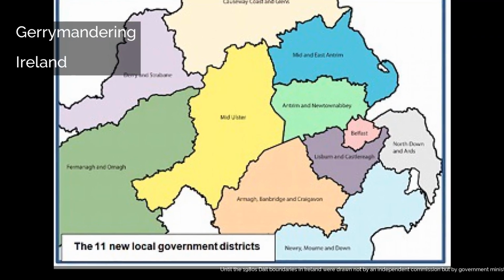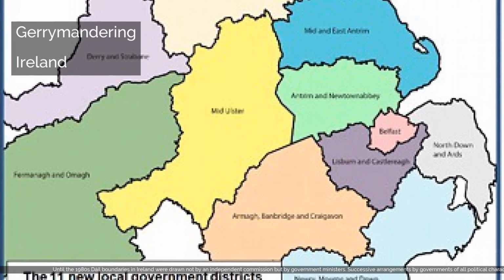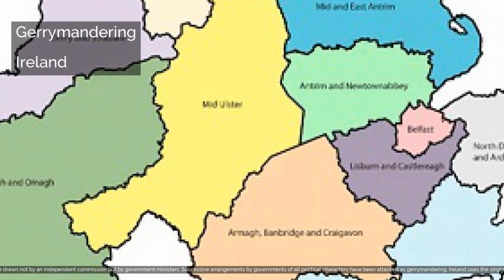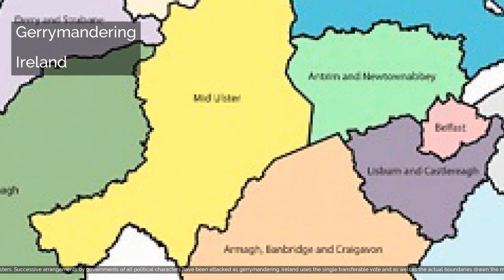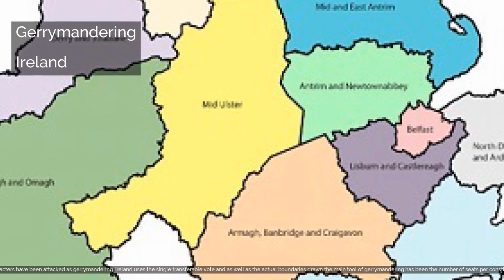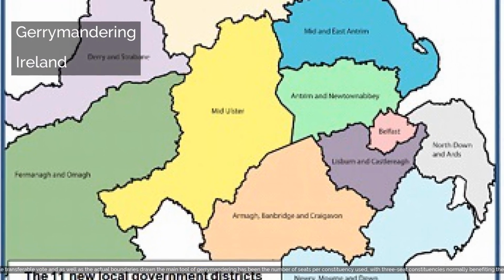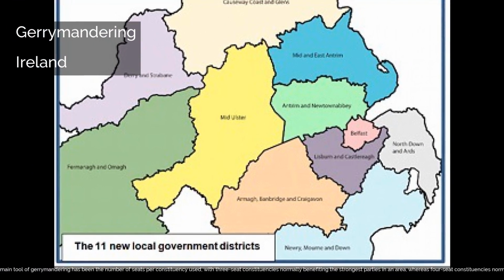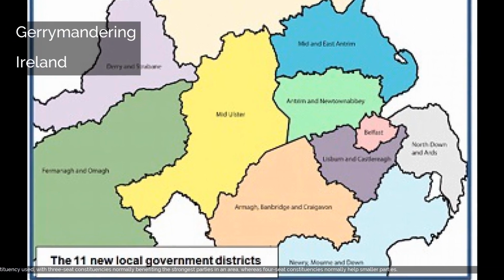Until the 1980s, Dáil boundaries in Ireland were drawn not by an independent commission but by government ministers. Successive arrangements by governments of all political characters have been attacked as gerrymandering. Ireland uses the single transferable vote, and as well as the actual boundaries drawn, the main tool of gerrymandering has been the number of seats per constituency used, with 3-seat constituencies normally benefiting the strongest parties in an area, whereas 4-seat constituencies normally help smaller parties.